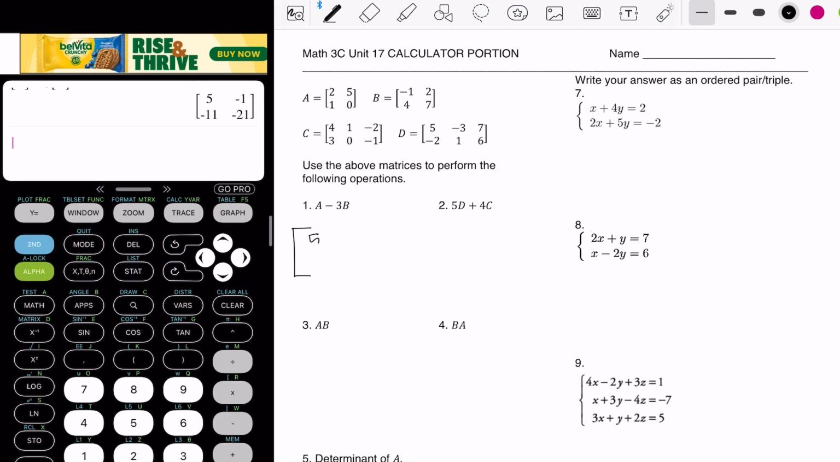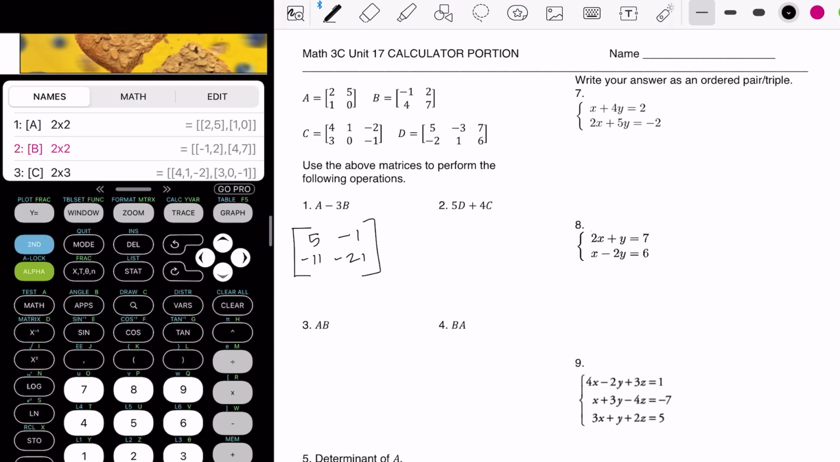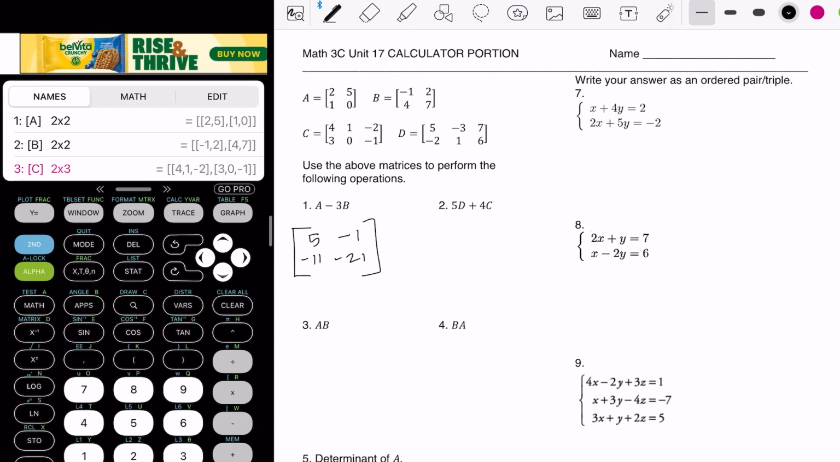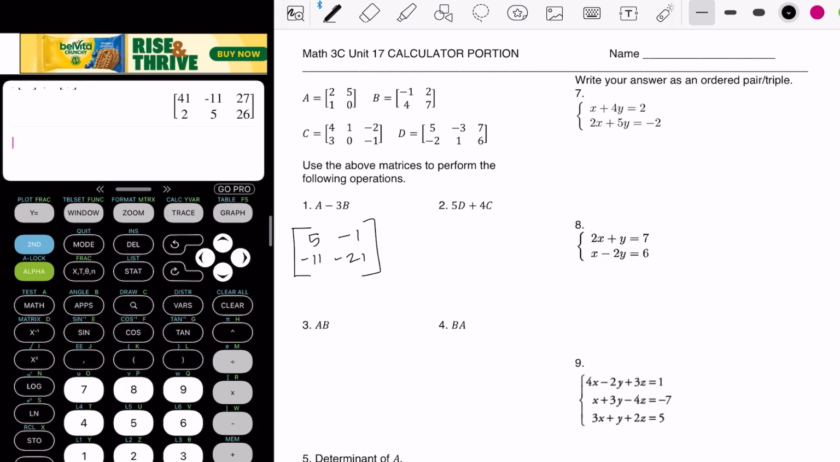So with the calculator portion, you don't have to show any work. So 5, and then we'll scroll down to D, plus 4, C, okay, and then we're going to multiply A and B for number 3.